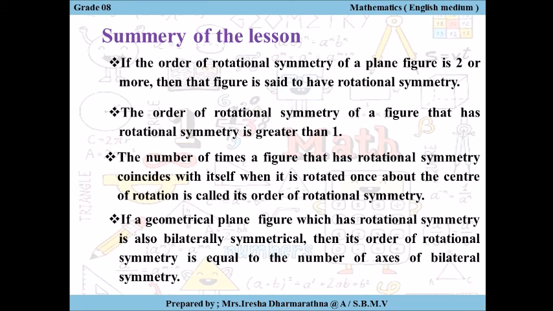If a geometrical plane figure which has rotational symmetry is also bilaterally symmetrical, then its order of rotational symmetry is equal to the number of axes of bilateral symmetry. This is the summary of the lesson.